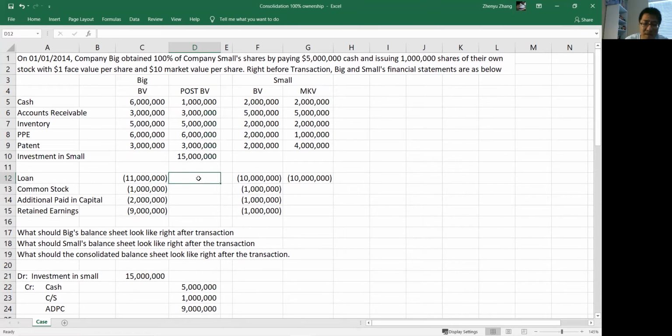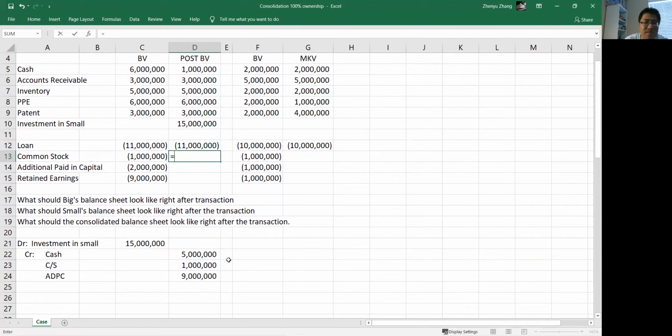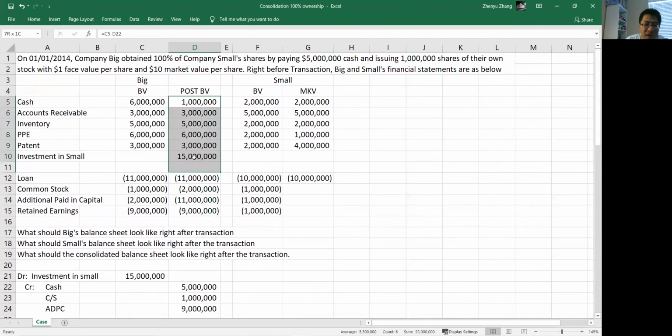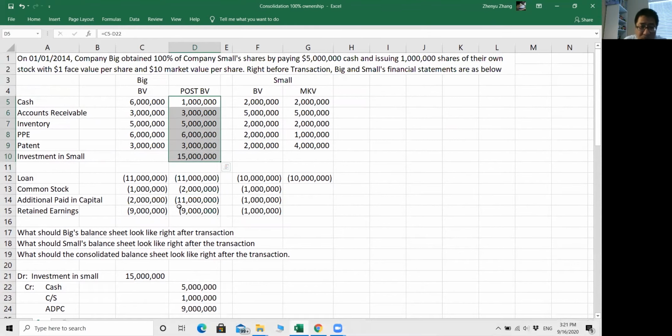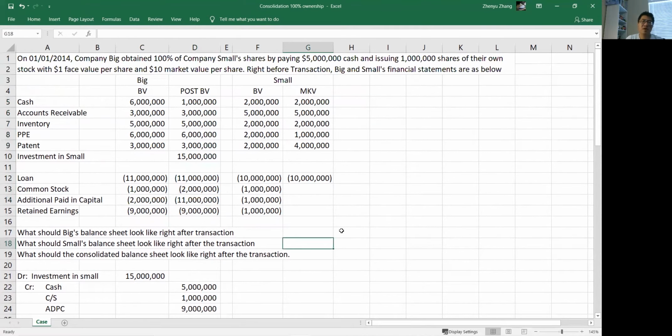Anything touch loan? Probably not. So we have loan, right? Common stock, it was 1 million, now it's another million. And the additional paid-in capital, it was 2 million. Now it is 9 million more, so 11 million. And there's nothing touching retained earnings, right? So if you think about it, total assets post-transaction is here 33 million, and here we have 33 million. So we are good to go. So this is company Big's balance sheet right after this transaction.